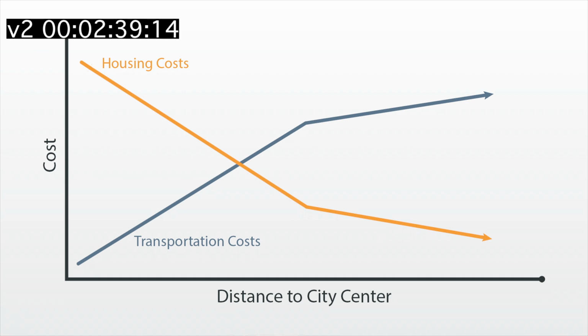This model is generally supported by the data. Prices are higher closer to the city center than on the edge. Of course, there's a lot that's wrong with the model. People don't commute to one place. People care about locations for reasons other than commute time. But as a starting point, the Alonzo-Muth-Mills model is simple, and it does pretty well with a lot of the data.